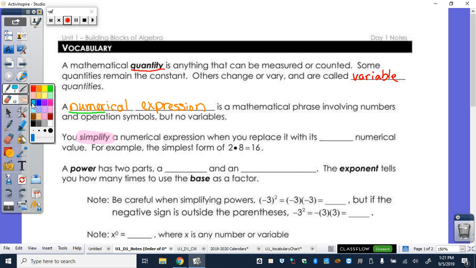That term simplify there is a very important one because a lot of people get simplifying confused with evaluating and solving. They're not actually the same thing. You simplify a numerical expression when you replace it with its single numerical value. So for example, the simplest form of 2 times 8 is 16. So you simplified it by turning it into a 16. That's what simplifying is.